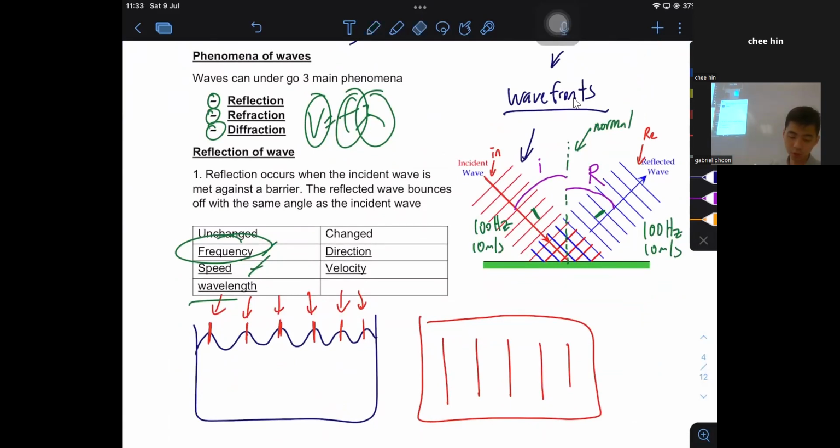Okay, if there are no questions, then guys, you'll notice that I said these things don't change, right? Frequency, speed, and wavelength don't change. Well, of course, there are things that definitely change. First thing is direction, and the second is velocity.